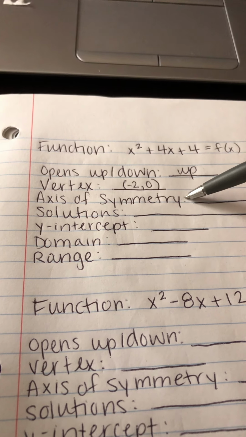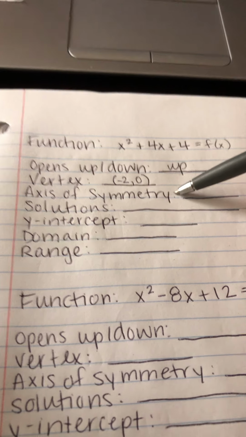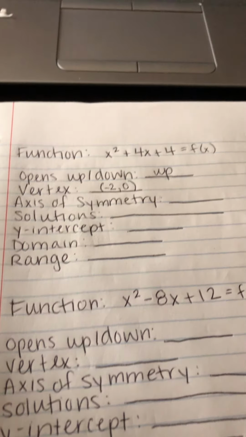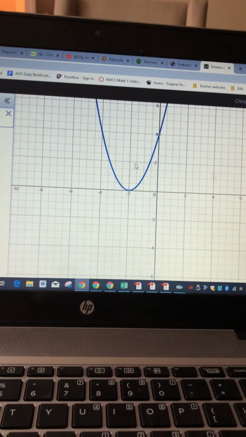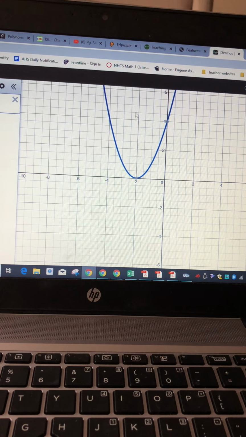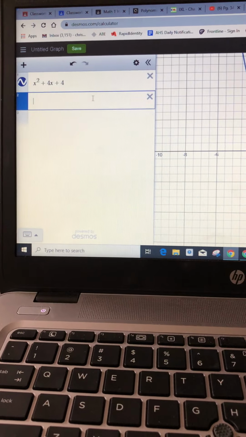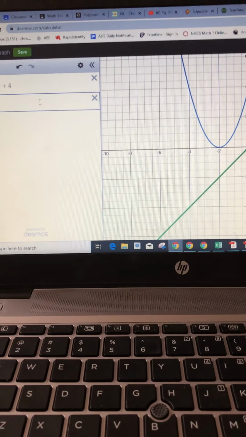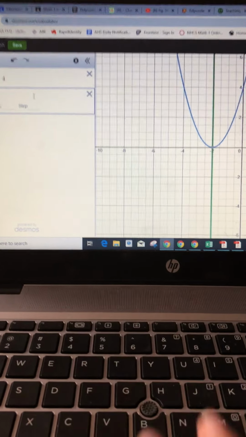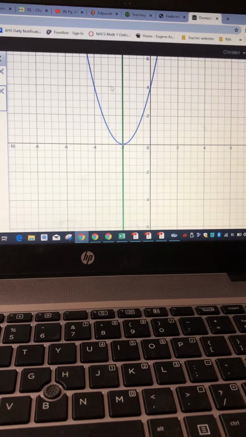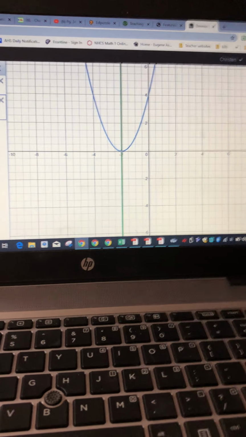All right, next is asking for the axis of symmetry. So remember, that's the one that goes straight through the middle. All right, so our axis of symmetry is going to run right on this line right here, which means x is equal to -2. So I'm going to type that in up here. All right, and it drew that straight line right through the middle of my graph.